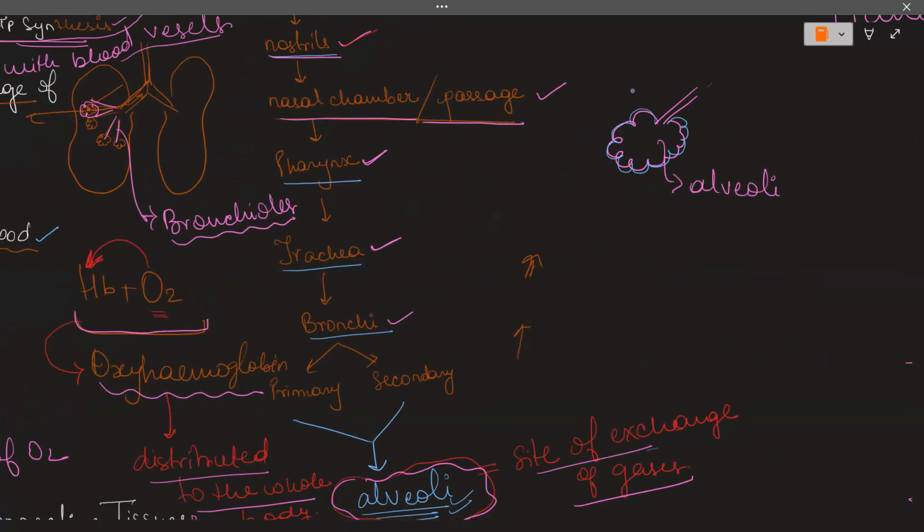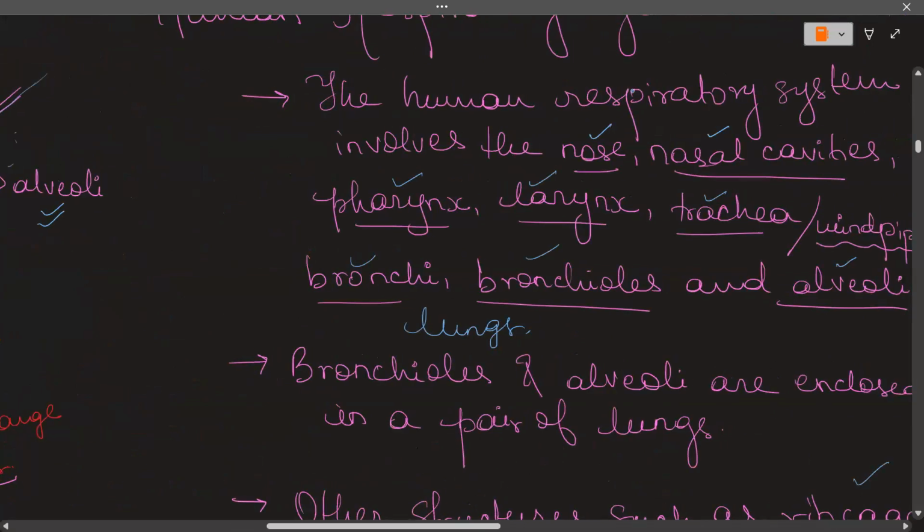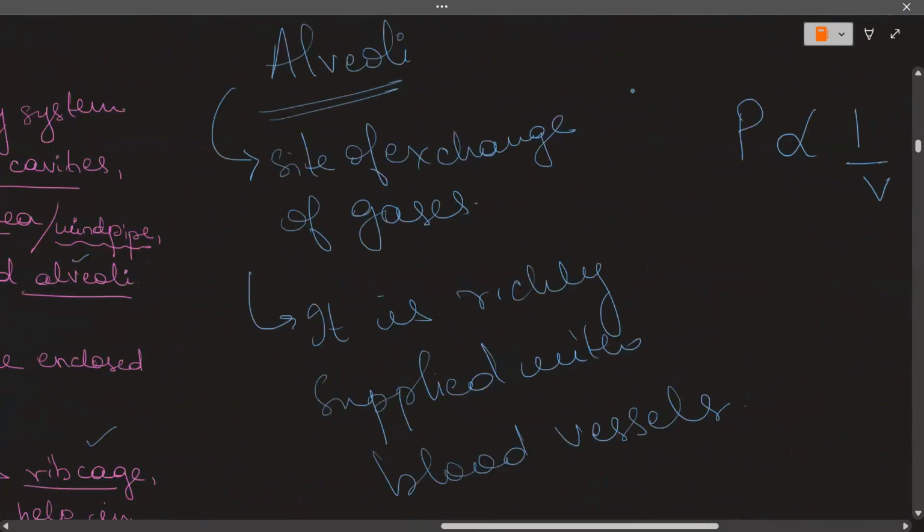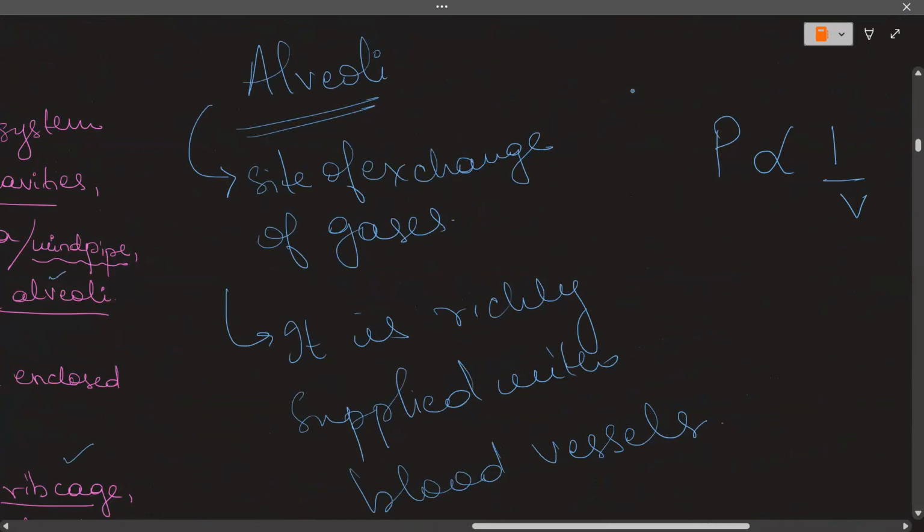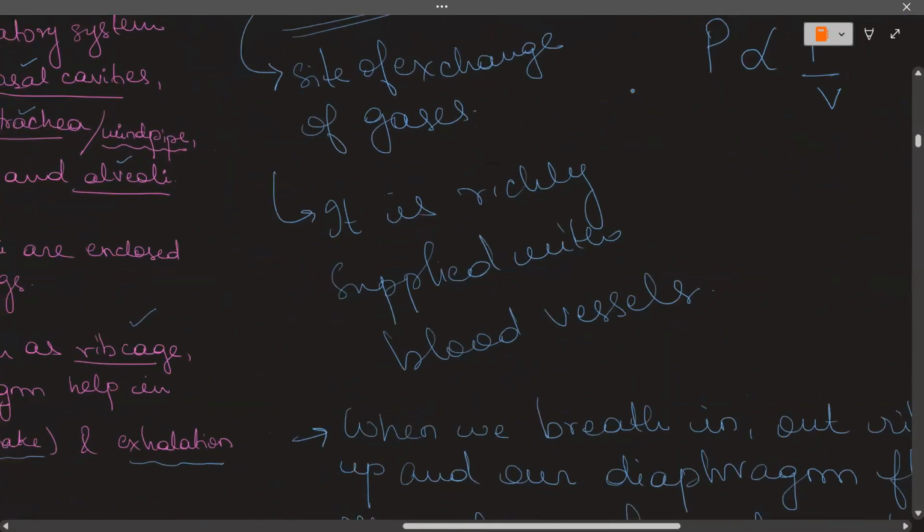Once the air reaches this area, since the alveoli is richly supplied with blood vessels all around it, the oxygen from the air goes into the blood, and then the blood transports this oxygen to the whole entire body. The point where the oxygen gets exchanged with carbon dioxide is at the alveoli only. So alveoli is the site of exchange of gases. It is richly supplied with blood vessels.